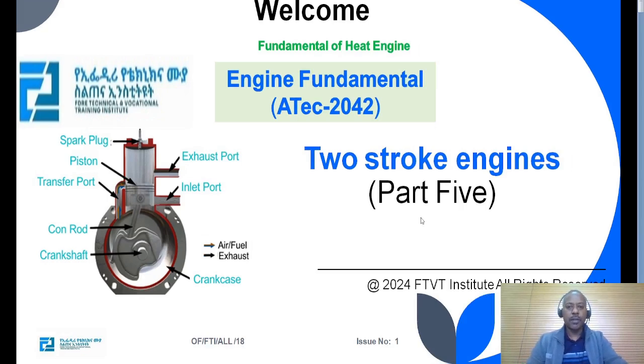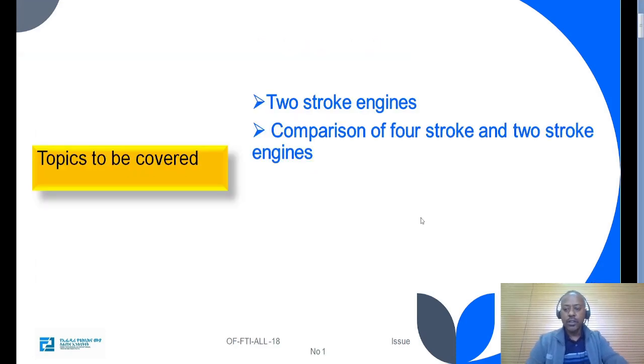This is part 5 of the engine fundamental course material, and this presentation is focused on a two-stroke engine. The topics to be covered in this presentation are two-stroke engine and comparison of four-stroke and two-stroke engine.